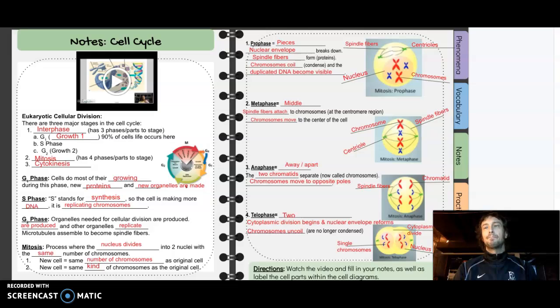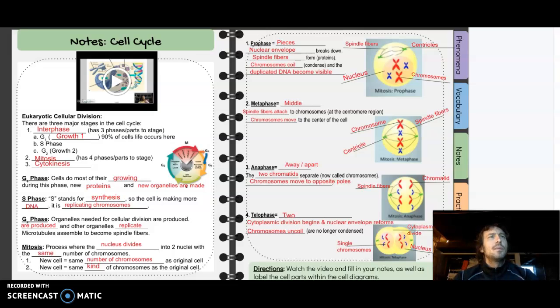Hello everybody. Cell cycle notes that you should have finished here. And just to make sure that you have the proper key, and we'll have a quiz on this soon, I wanted to go through these pages in your interactive notebook, pages 13 and 14.